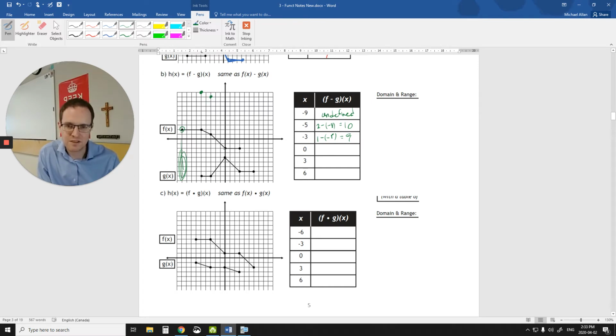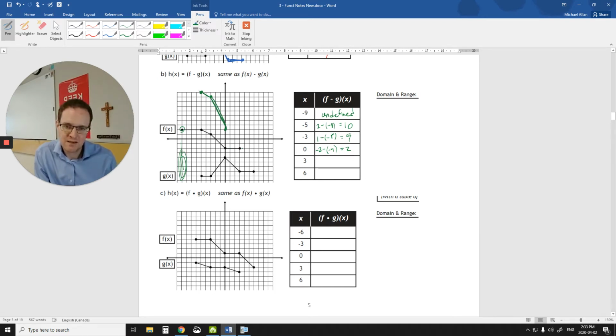Then at 0, we get -2 minus -4. So -2 minus -4 is going to be +2. So right there. So right now we have a graph that looks like this. It's supposed to be a straight line.